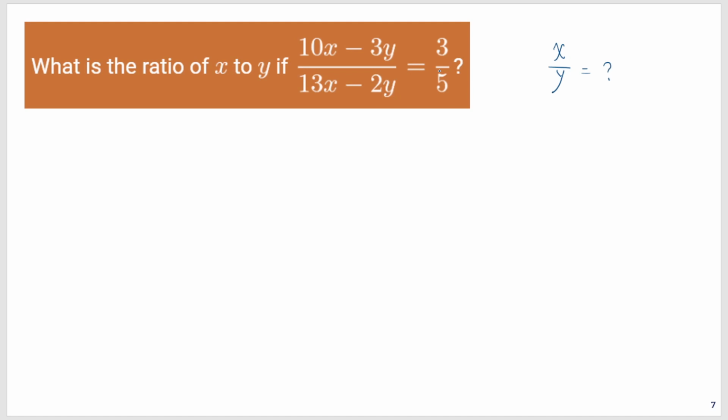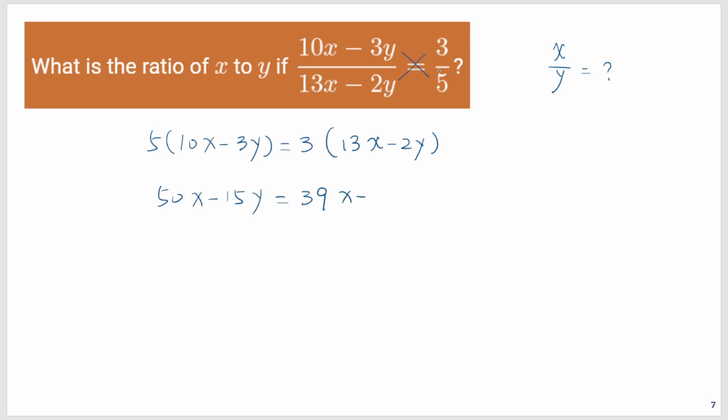So here, by cross multiplication, we have 5 times 10x minus 3y should equal 3 times 13x minus 2y, right? And reorganize it, we have 50x minus 15y equals 39x minus 6y. And separate x and y gives us 11x equals 9y. So x over y should equal 9 over 11. So the ratio of x to y is 9 to 11, right?